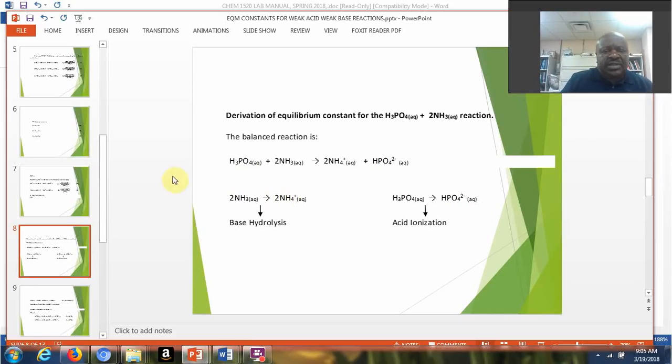So, let's consider this reaction here. That is our mother reaction. H3PO4, 2 ammonias in this case, forming 2 ammonium pluses and HPO4 2-. Let's think about this. What's happening here? Oh yeah, it is an acid-base reaction. Yes, it is a weak acid, weak base. Now what we'll note here is that H3, that's the acid, goes all the way to H1.